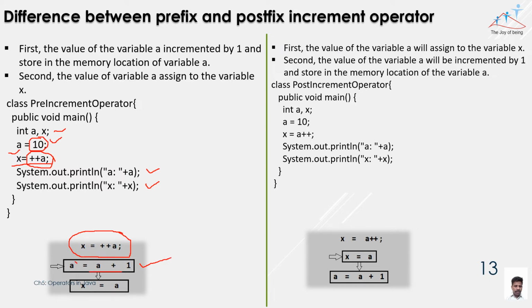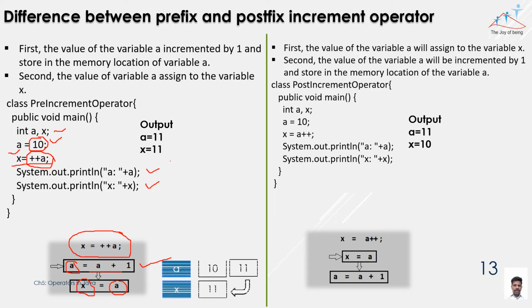Okay, so it will store the incremented value in a, then it assigns the value of a to x. So in this case, the value of a as well as x will be the same, that is 11. Now you can see here, the output will be a is equal to 11 and x is equal to 11.